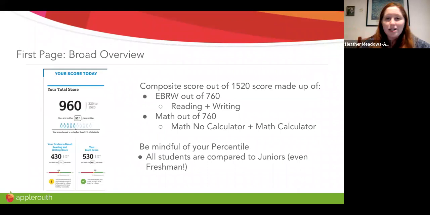So the first page is going to show you a broad overview of your score. The score is out of 1520. There are two sections. You have evidence-based reading and writing, which is what EBRW stands for. That's a total of 760 for the reading and the writing section together. And then math is out of 760 as well, and that's one math no calculator and one math with calculator section. So again, the maximum score you can get is 1520.